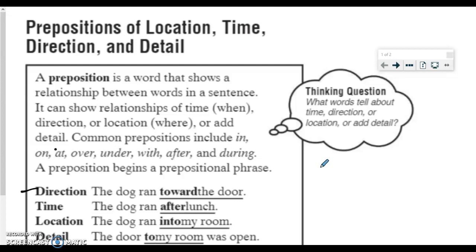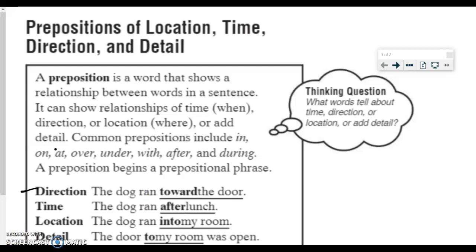A preposition can tell us about a location, a time, a direction, and a detail. A preposition is a word that shows a relationship between words in a sentence. It can show relationships of time, which of course means when, a direction, a location, where, or add detail. Some of the ones that you see almost all the time are in, on, at, over, under, with, after, and during.